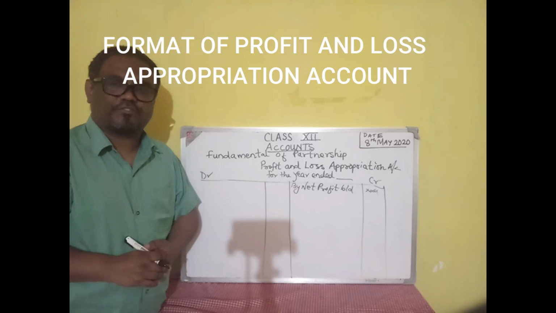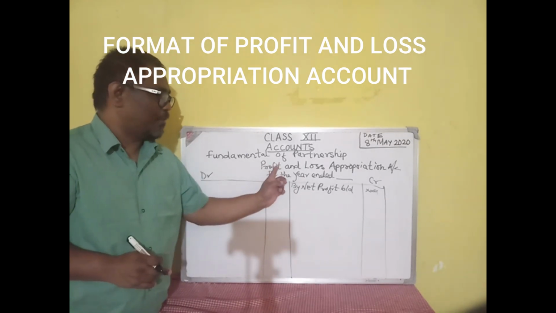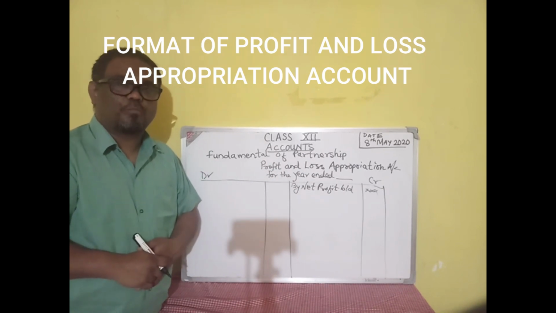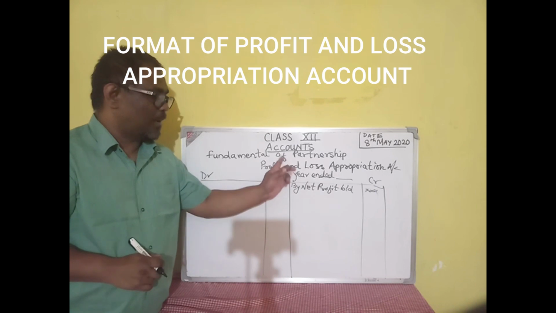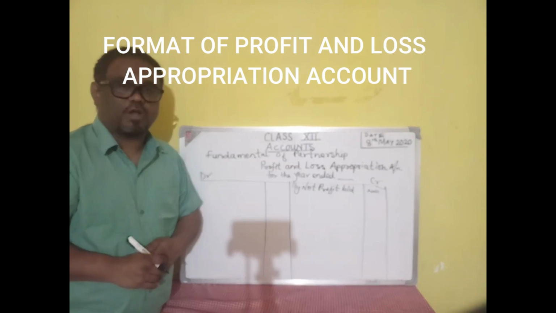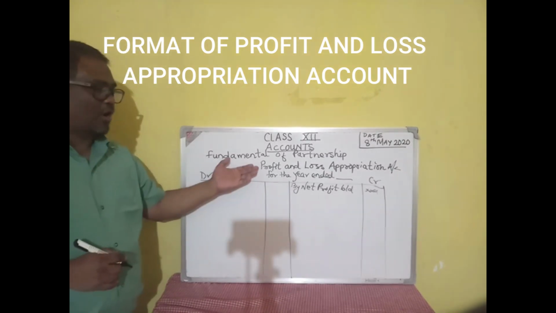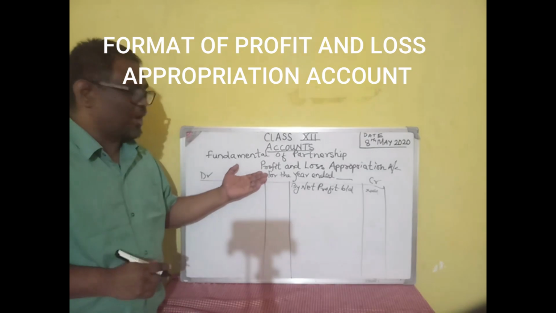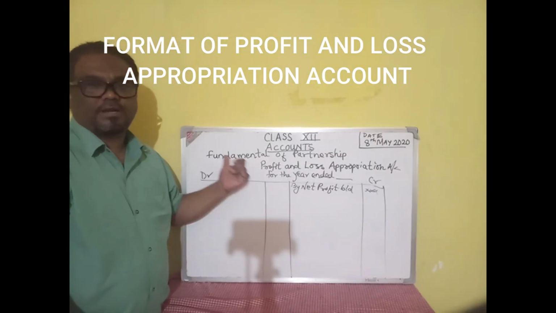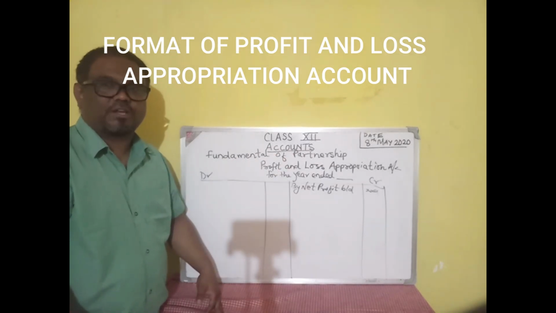The journal entry for transferring the profit and loss account to the profit and loss appropriation account is net profit account debited to profit and loss appropriation account. So in the profit and loss appropriation account, we write as by net profit brought down. This is transferred from the profit and loss account. So this account is a nominal account. Debit side all the expenses and credit side all the income and gain.